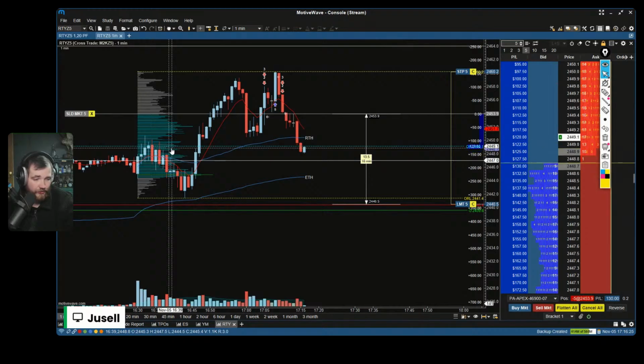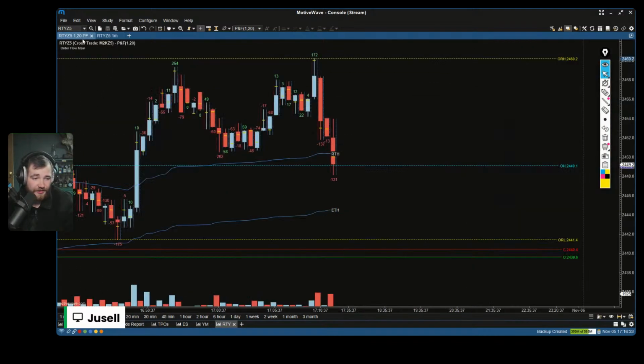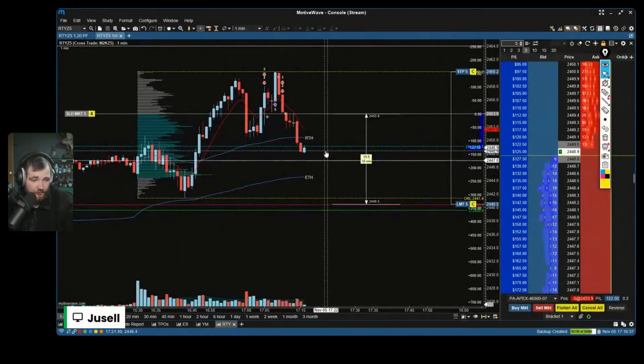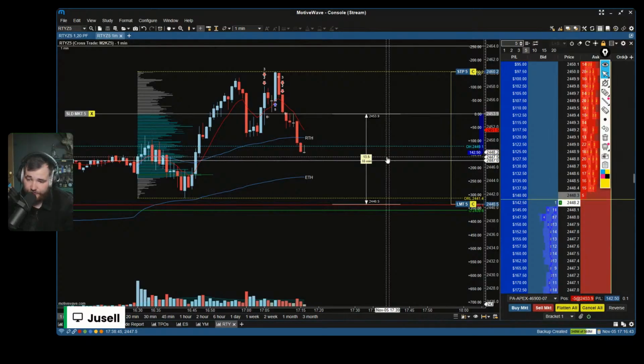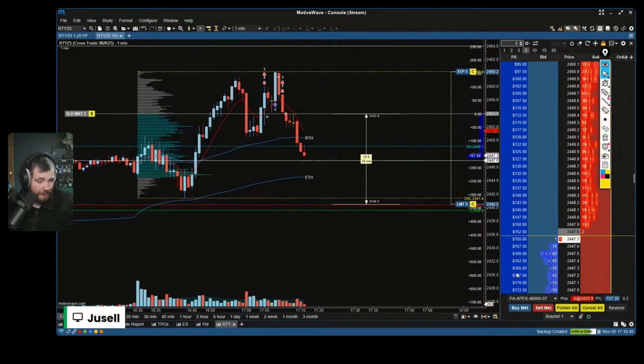So we're having a move to the downside for now. We moved to the RTH VWAP, and right now we're trying to push through it. Still holding below it a little bit, but no one ever knows what's going to happen here.